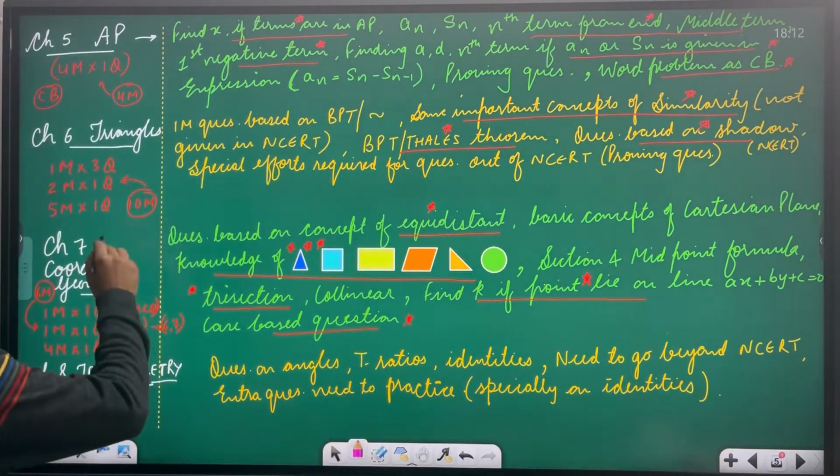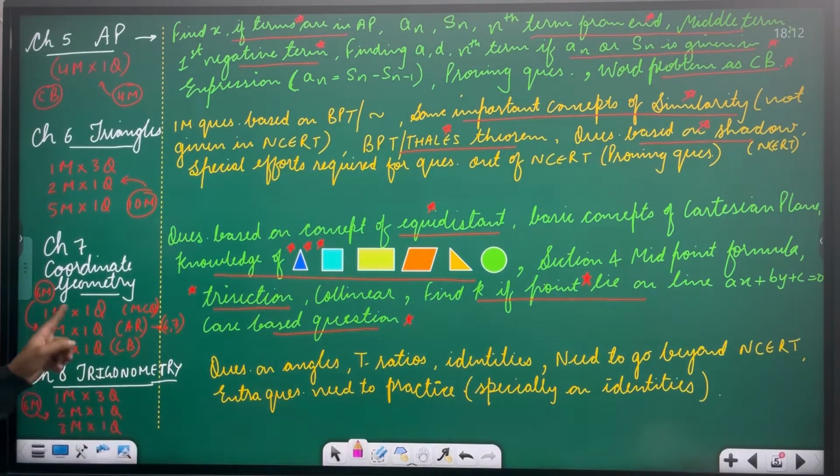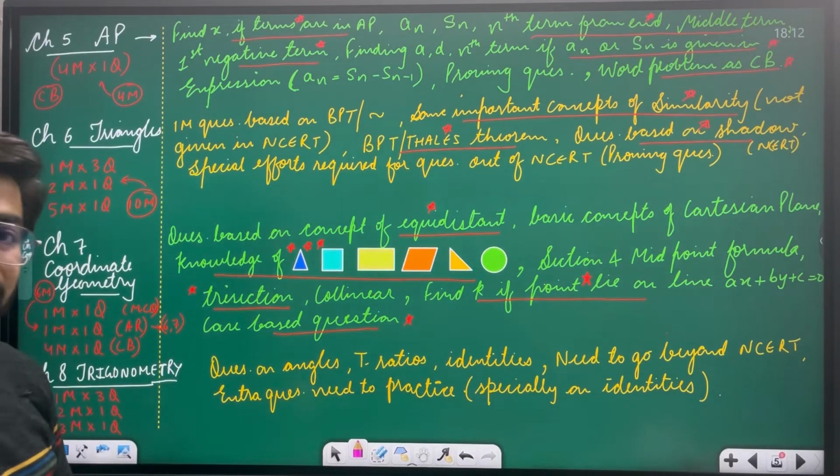Next, coordinate geometry. In this we have one question of 1 mark, one more means one MCQ and one assertion reasoning. There is a probability of this. Then 4 mark, one question which may be case based.